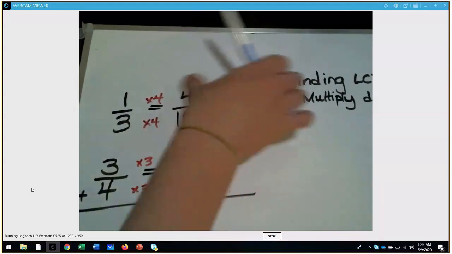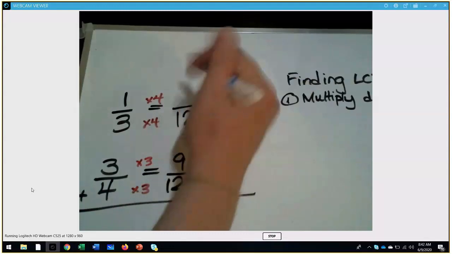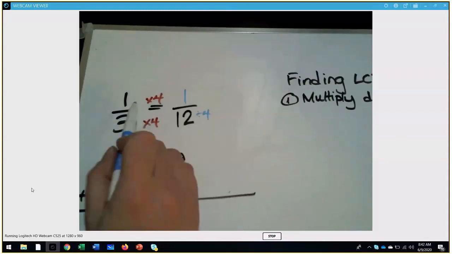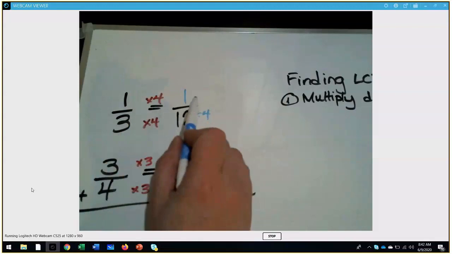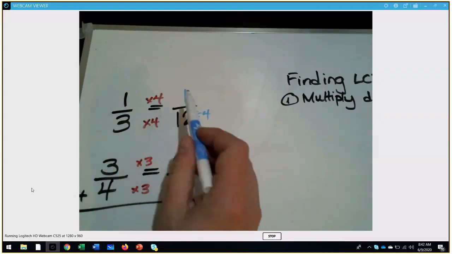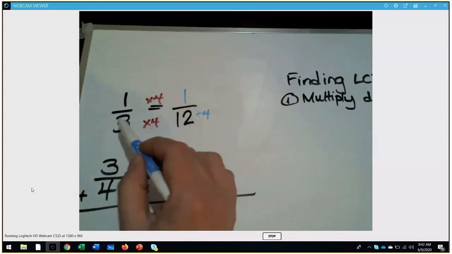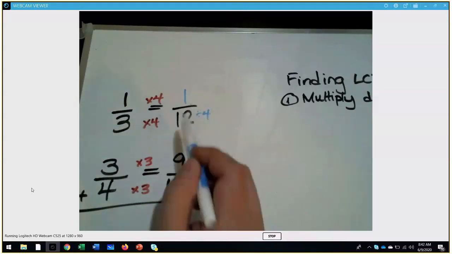If you had just carried the 1 over, instead of multiplying it by 4, 1/12, you've now just changed your fraction. It's not 1/3 anymore. It's now a new fraction, and you are not allowed to do that.